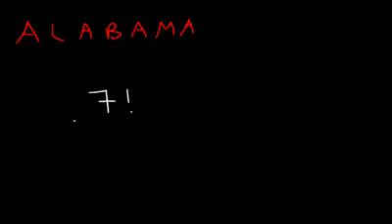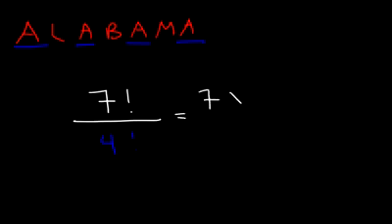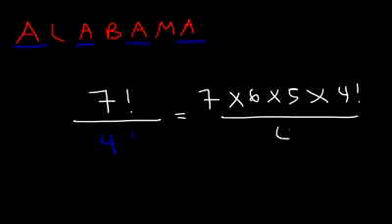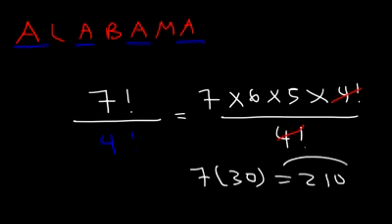So it's going to be 7 factorial on the top of the fraction. And on the bottom, divide by the letters that repeat. There's only one letter that repeats, and it's A. And A repeats 4 times. So we're going to divide it by 4 factorial. So therefore, this is going to be 7 times 6 times 5 times 4 factorial divided by 4 factorial. And so we could cancel these two. We know that 6 times 5 is 30, and 7 times 30 is 210. So that's how many different ways you can arrange the letters in the word Alabama.